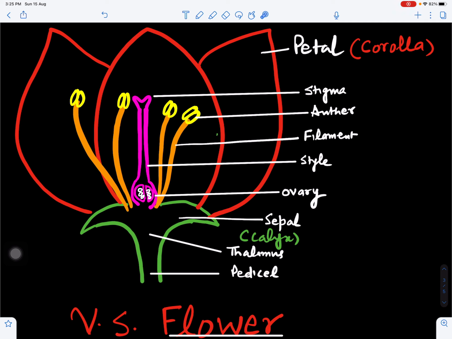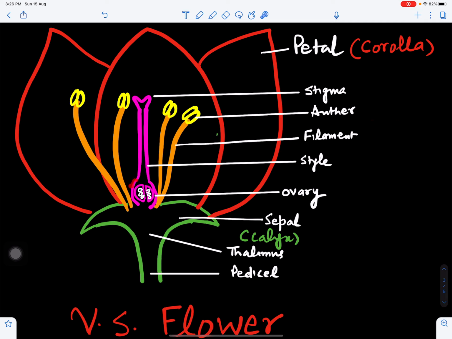Then this second whorl of the flower is made up of petals. These are petals which may be colored. It can be white in color. The main purpose of the petal is to attract insects for pollination, as well as to protect the internal floral organs. Now this is the male part of the flower. This part is the filament and this part is the anther. This is also called stamen.